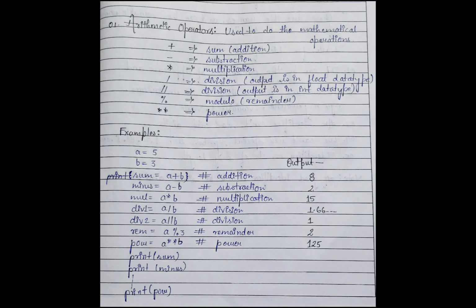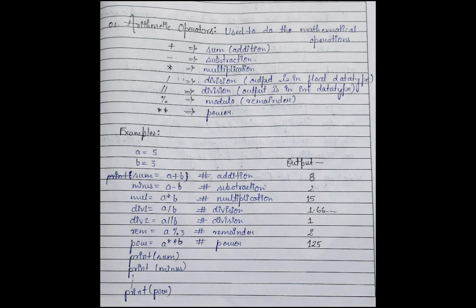Arithmetic operators are generally used to do mathematical operations like addition, multiplication, subtraction, division, and finding remainders. Here I have written every operator and its function. The first one is plus, which is to do addition. The second one is minus, used to do subtraction. The third one is the asterisk symbol. In Python, we use the asterisk symbol to do multiplication. And the next one is the forward slash, which is used to do division.